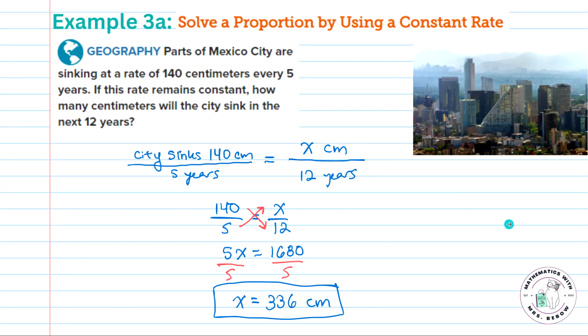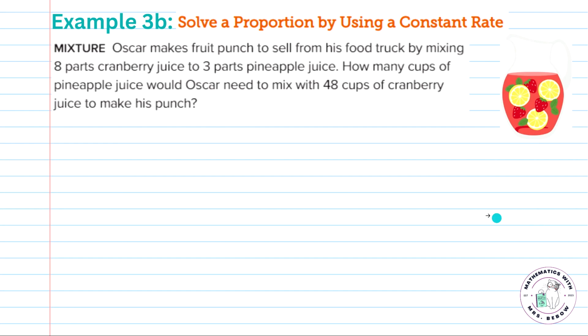So we're going to try this again with another one where we're going to set up, again, this proportion that has this consistent ratio throughout. So in this one, Oscar's making fruit punch to sell from his food truck by mixing 8 parts cranberry juice to 3 parts pineapple juice. How many cups of pineapple juice would Oscar need to mix with 48 cups of cranberry juice to make his punch? So we have this initial ratio here, 8 parts cranberry juice to 3 parts pineapple juice.